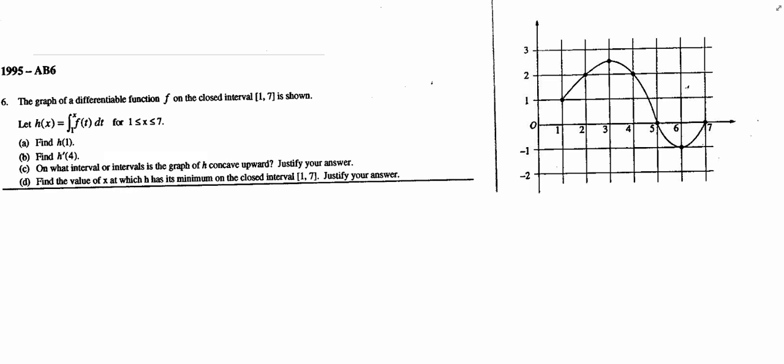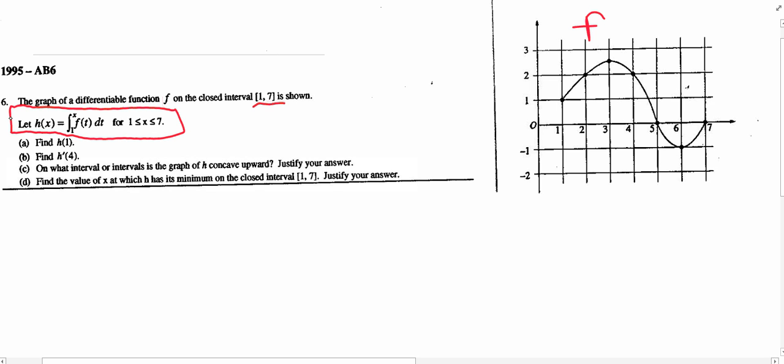When you have a problem like this, and here you've got this function over here, and they're telling you that that's f, and it's defined on the closed interval from 1 to 7, and then they're defining h right here as the integral of this function f of t dt, and then you see the x up in the limit of integration right there.